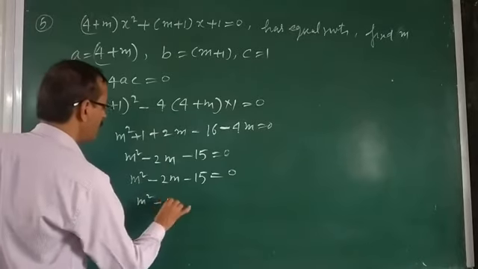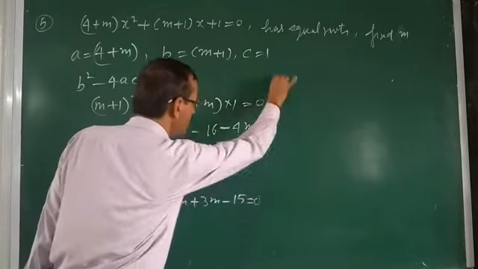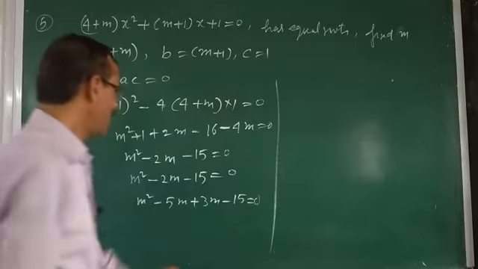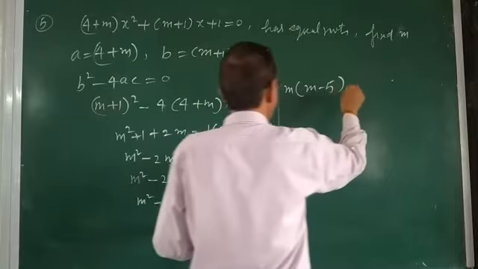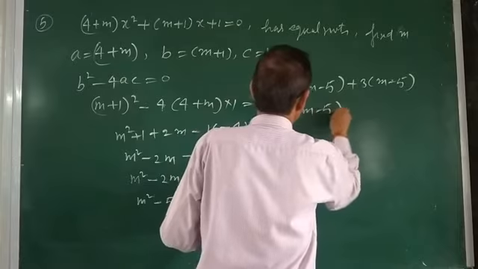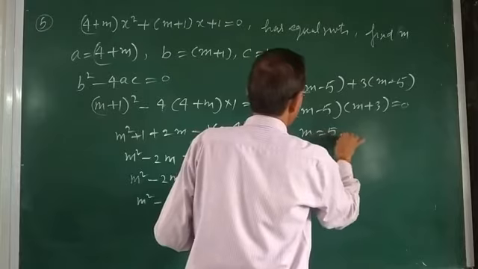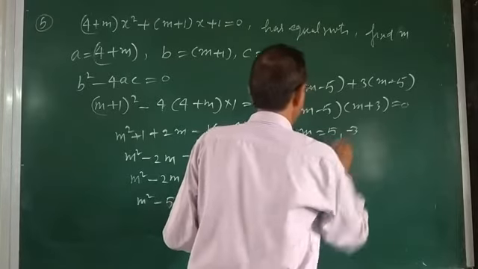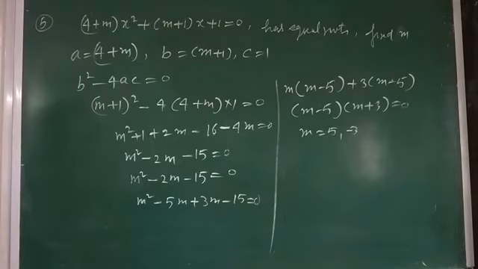m square minus 5m plus 3m minus 15 is equal to 0. Right? m common. So what will be here? m minus 5, plus 3 common, m minus 5. So m minus 5 and m plus 3 is equal to 0. It means there will be two values which are real: m is equal to 5 and m is minus 3. That is the two values.